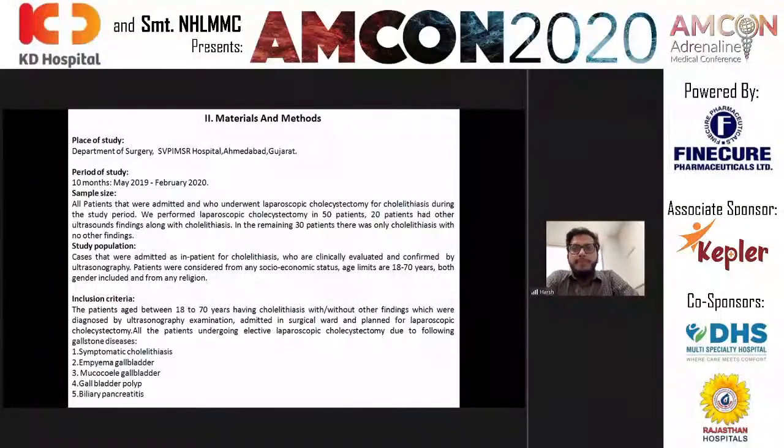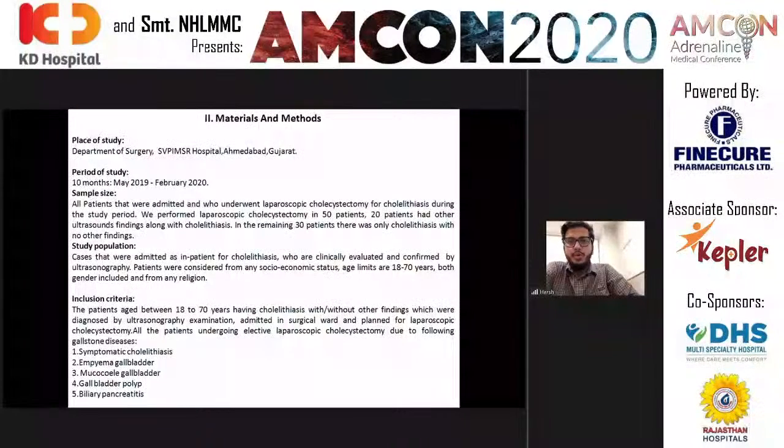Methods and material. The place of study: Department of General Surgery, SVP Hospital. Period of study: 10 months, May 2019 to February 2020. Sample size: all the patients who were admitted and underwent laparoscopic cholecystectomy for cholelithiasis are included in this study. Approximately 50 patients: 20 patients had an ultrasound finding along with cholelithiasis, and the remaining 30 patients had only cholelithiasis with no other findings. Inclusion criteria include symptomatic cholelithiasis, empyema gallbladder, mucocele, gallbladder polyp, and biliary pancreatitis.